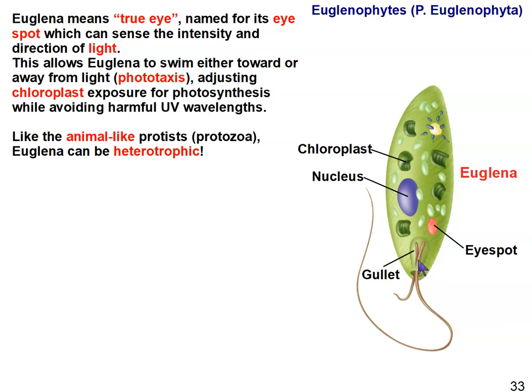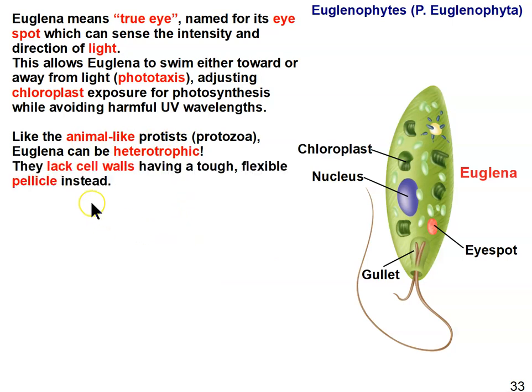So Euglena has the best of both worlds. It can be both autotrophic and heterotrophic. It can both photosynthesize and eat things, which is a great trick, and I wish we could do that. Something else that is animal-like about Euglena is that they don't have a cell wall.